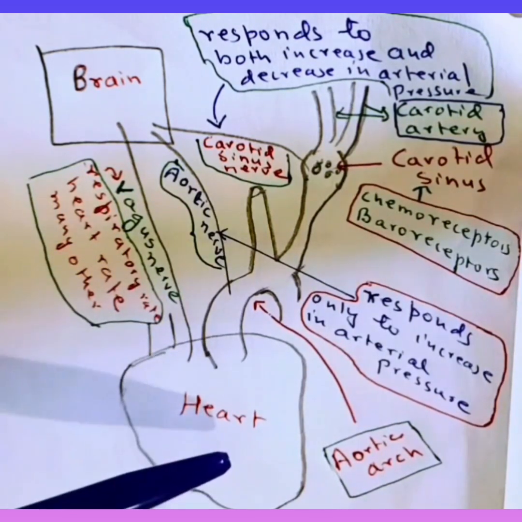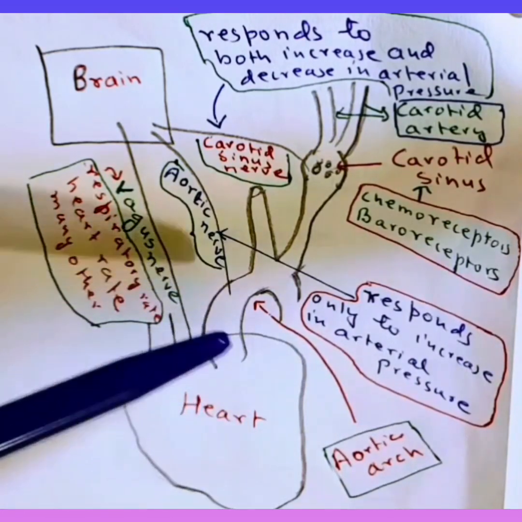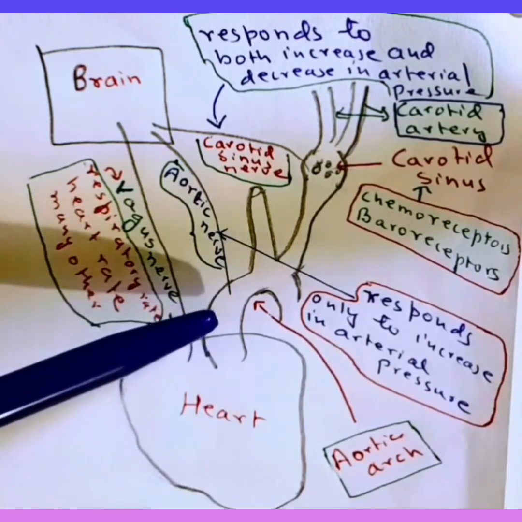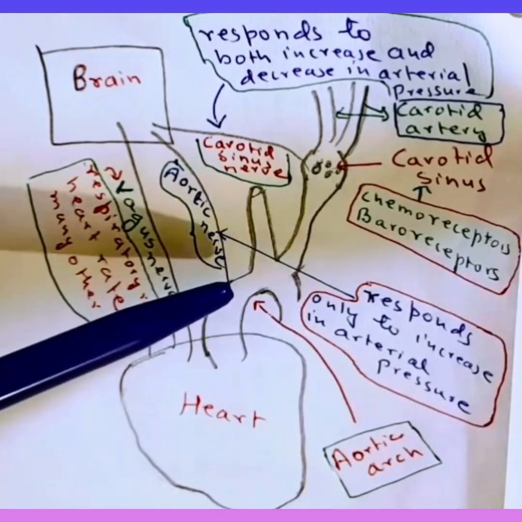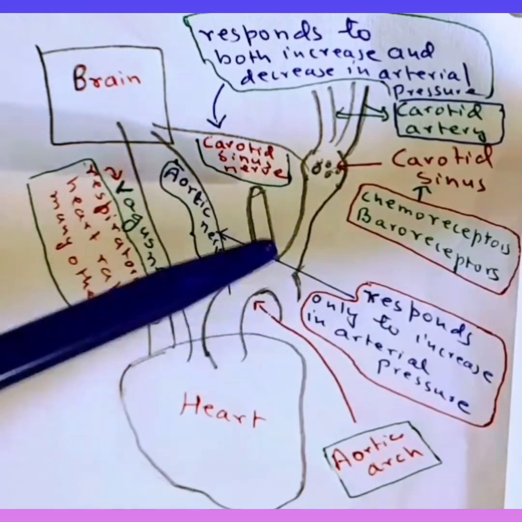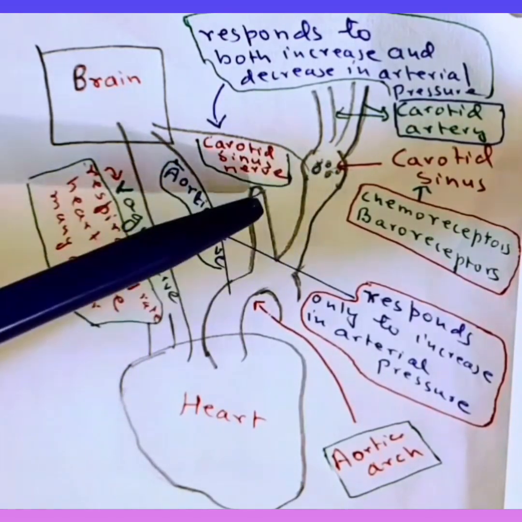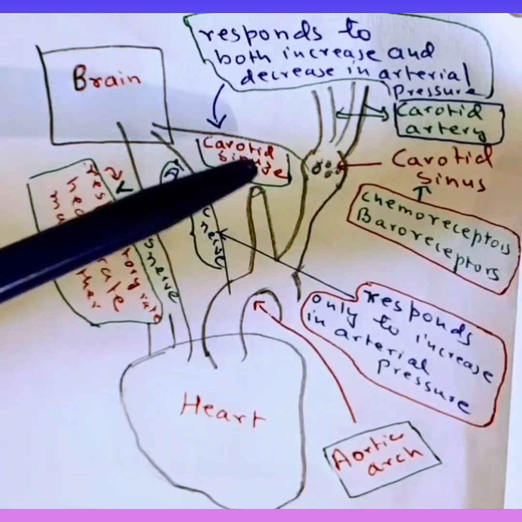Now the heart pumps out blood from the left ventricle via the aorta, and this is the aortic arc. The aortic arc bifurcates into two arteries. Now the same replication is there over here also.